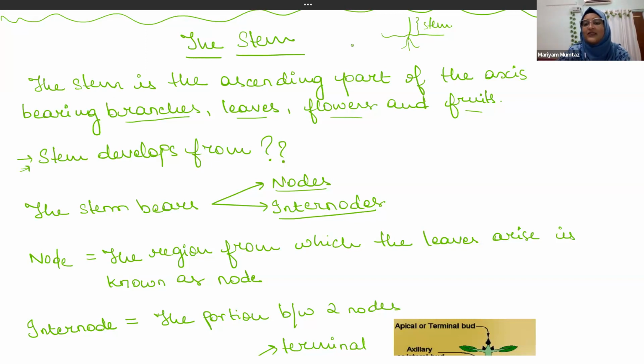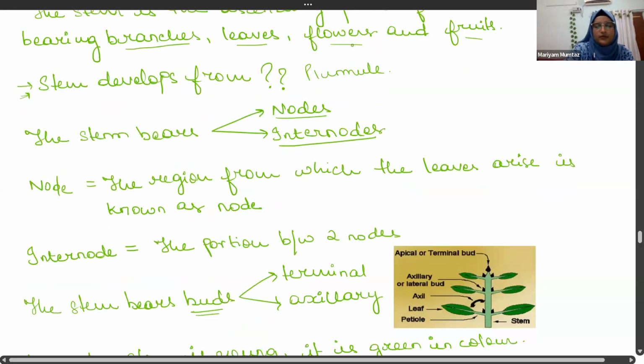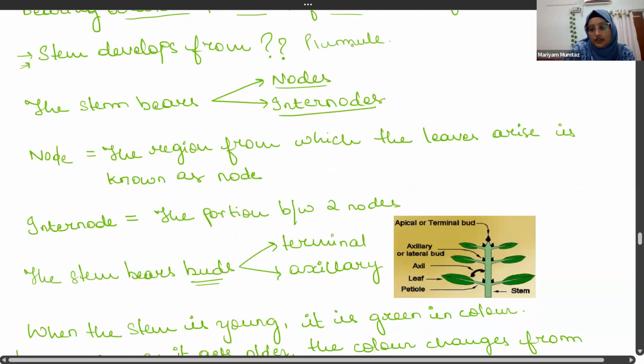No, they develop from the plumule. I said R for radical, R for roots, and then P for plumule, and it was for the stem. So the stem developed from plumule. Very good, Khadija. Plumule. Okay. Now, see, there are two types of structures or bearings on the stem, which are nodes and internodes.